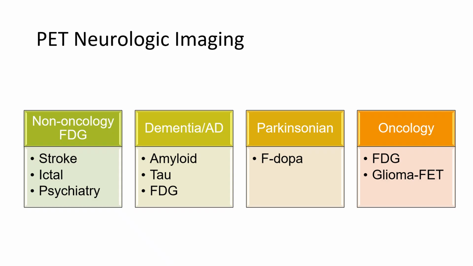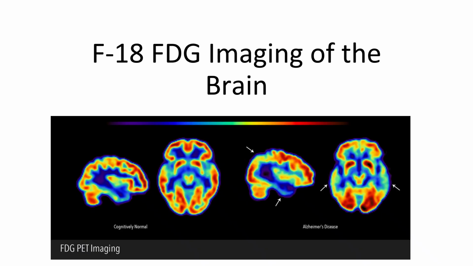With dementia imaging, we have amyloid, tau, and FDG. We will not talk about that today. Parkinsonian syndromes and Parkinson's disease can be imaged with F-DOPA. And then for oncology, you have FDG, that's FDA approved. It's not really great for the brain. We'll talk about that when we get there. And then we have PET for gliomas. So this is what brain scans look like with FDG.